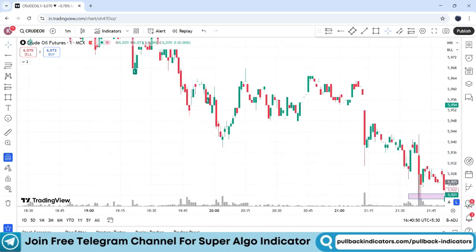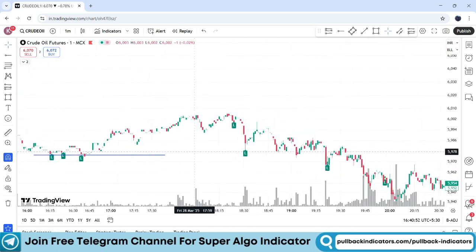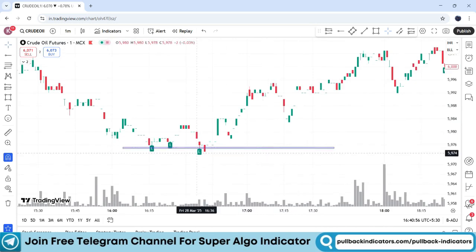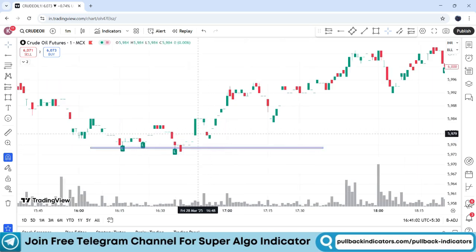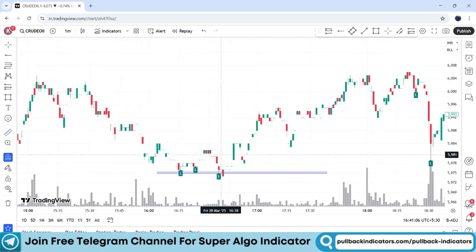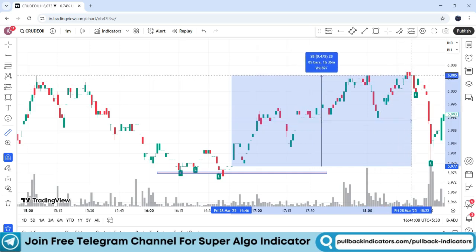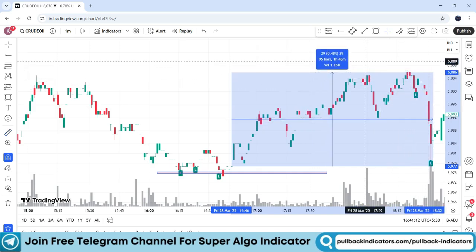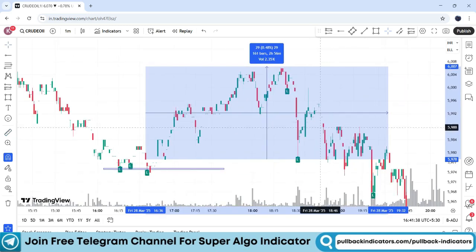Okay, let's see one more example. Yes, here also if you will observe, same thing happened. There was a low signal. This candle ate the stop losses, and then here on this momentum candle you would have taken your entry, and from this candle to this candle easily would have captured 29 points.